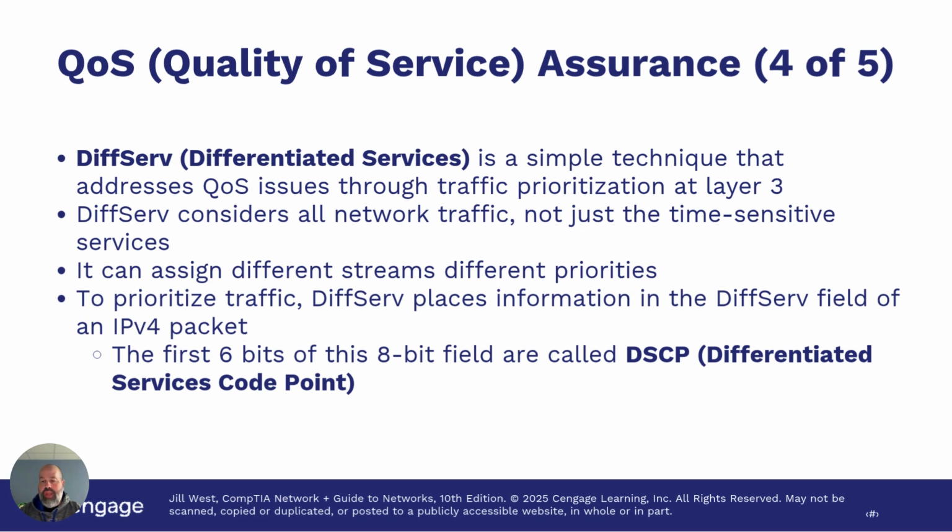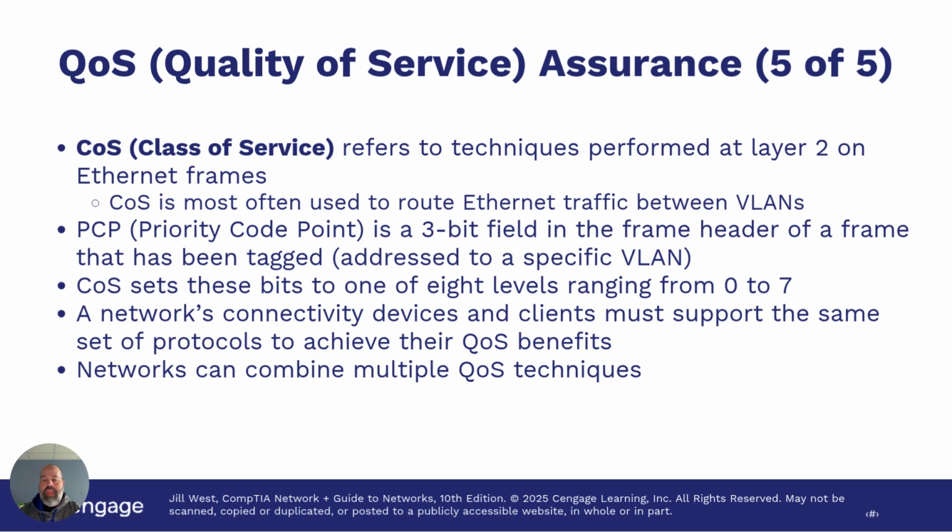Think of this like writing priority levels on mail, like urgent, important, whenever you get it. The network reads those markings and it handles the traffic accordingly. Next, we have CoS, which is class of service. That works at layer 2 on Ethernet frames. It's most often used to route traffic between VLANs.